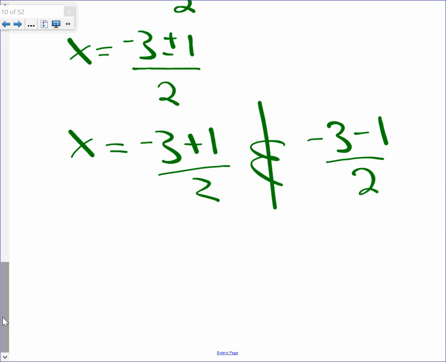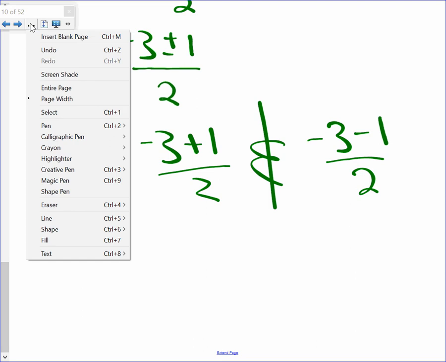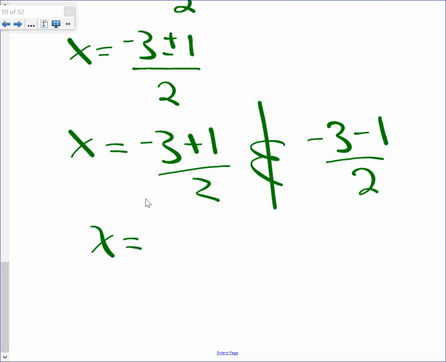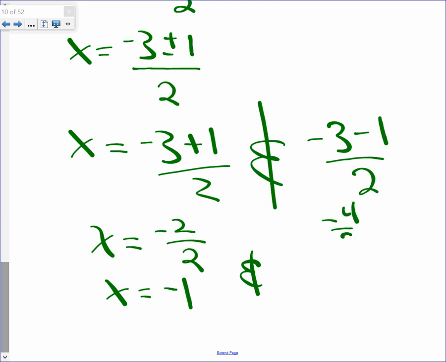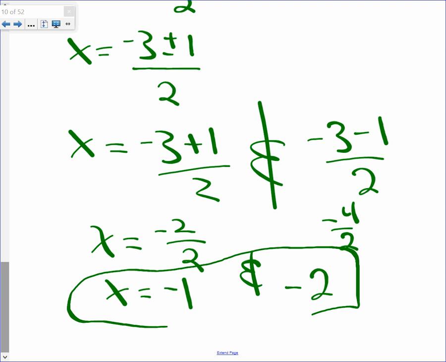Well, let's find out if that's right. X is -3 plus 1. Let's simplify the numerator here. -3 plus 1 is going to be -2 over 2. So X equals -1. And -3 minus 1 is going to be -4 divided by 2. So -4 divided by 2 is -2. These are 2 solutions: X equals -1 and X equals -2.